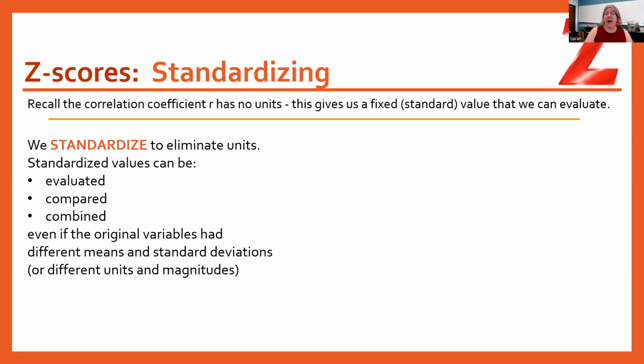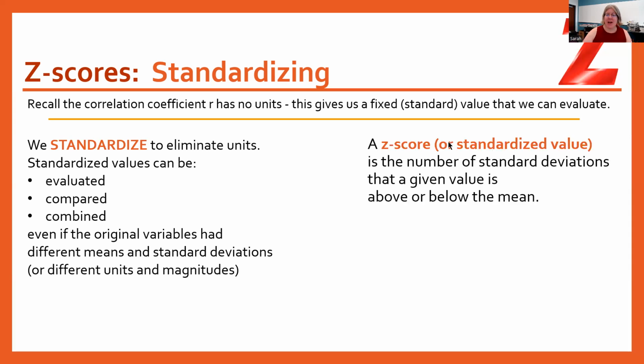Standardized values can be evaluated, compared, and combined, even if the original variables had different means and standard deviations or different units and magnitudes. So a z-score is a standardized value, and it's the number of standard deviations that a given value is either above or below the mean. Remember when we sketched our normal curve, we centered it on the value of the mean, and then we did one standard deviation, two standard deviations, three standard deviations out in each direction. So this process will tell us how many standard deviations we are either above the mean, which would be to the right, or below the mean, which would be to the left.